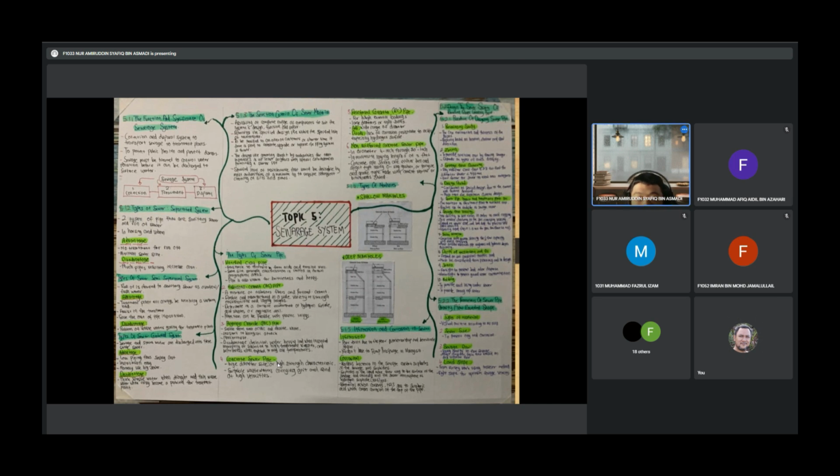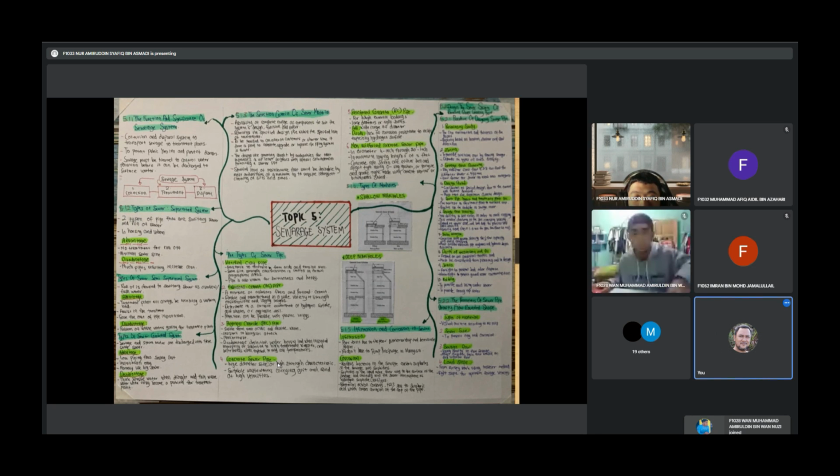Seterusnya, ke mana tu? Topik sik. Betul masuk topik sik dah, boleh, tak apa. Masuk topik sik? Boleh.